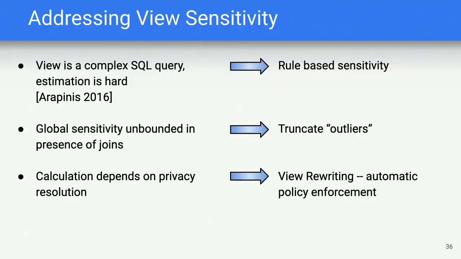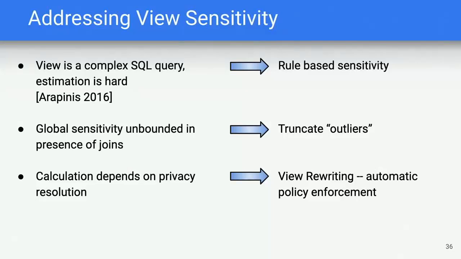So this is how we deal with them. For the first, we have a rule-based sensitivity estimator, a calculator, that builds on top of Flex. For the second, we have a truncation technique where we truncate outliers. And for the last, we have automatic policy enforcement from the view rewriting module.